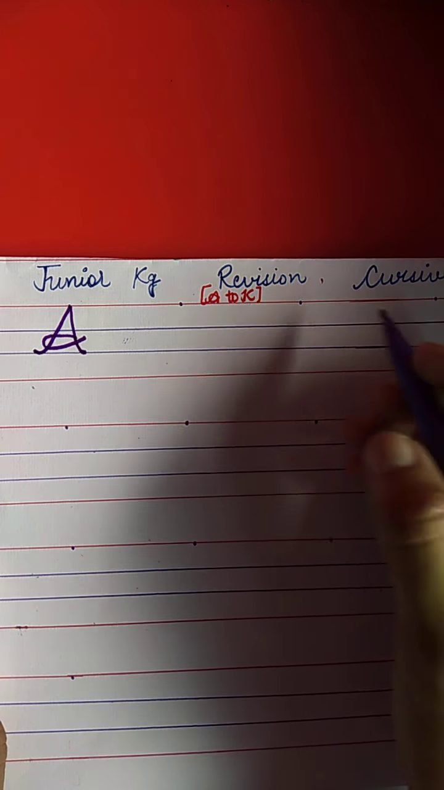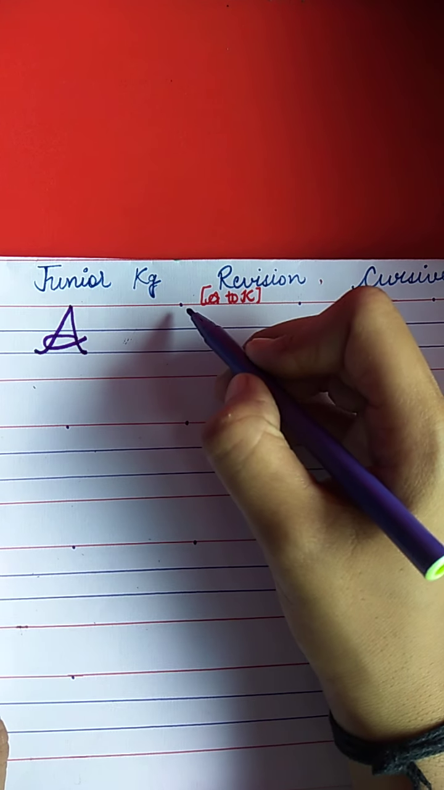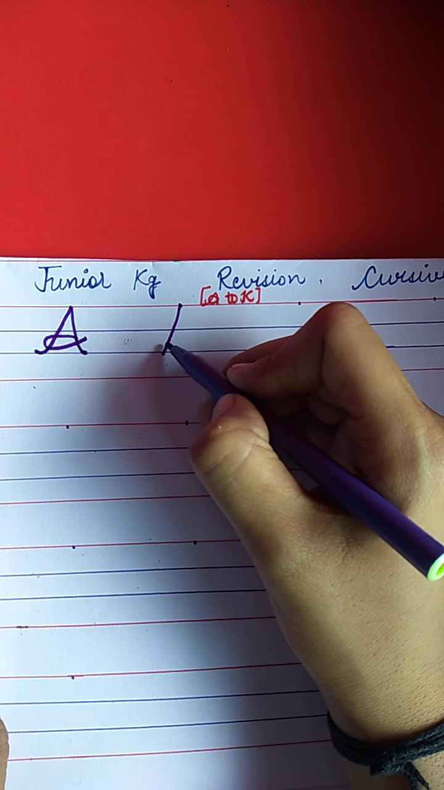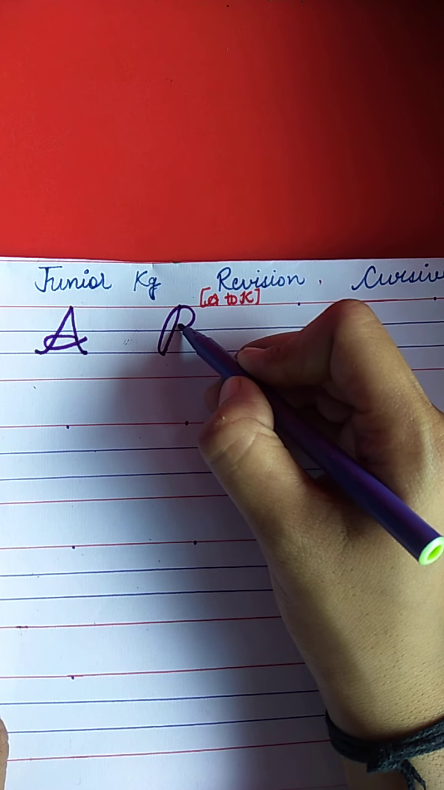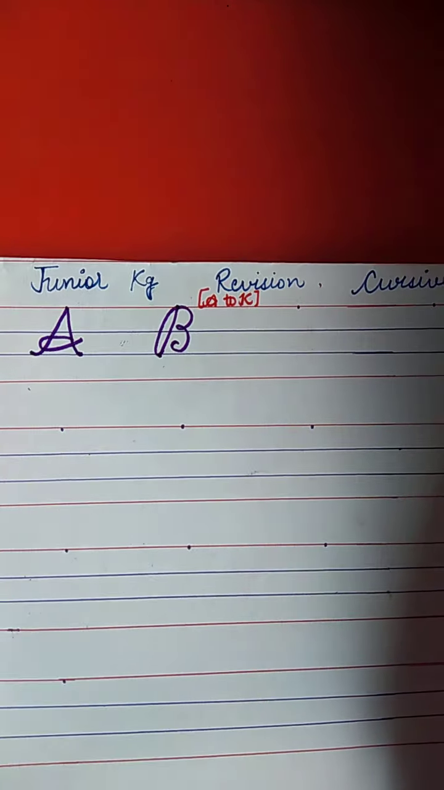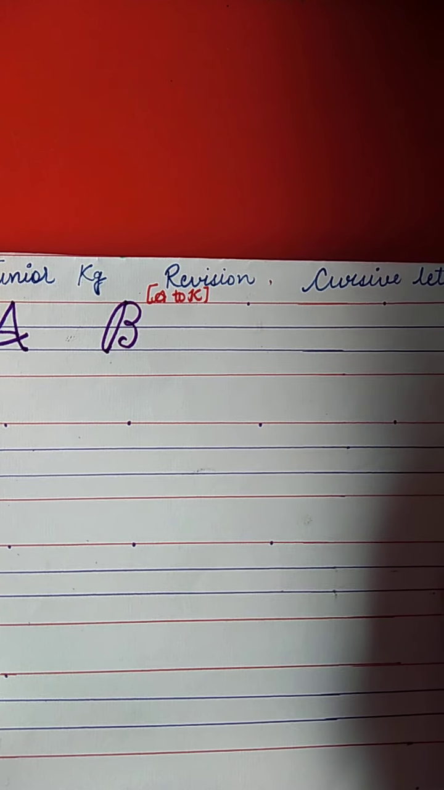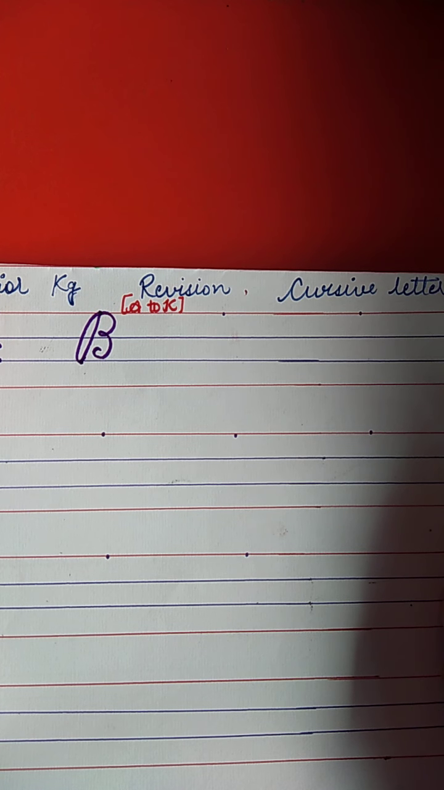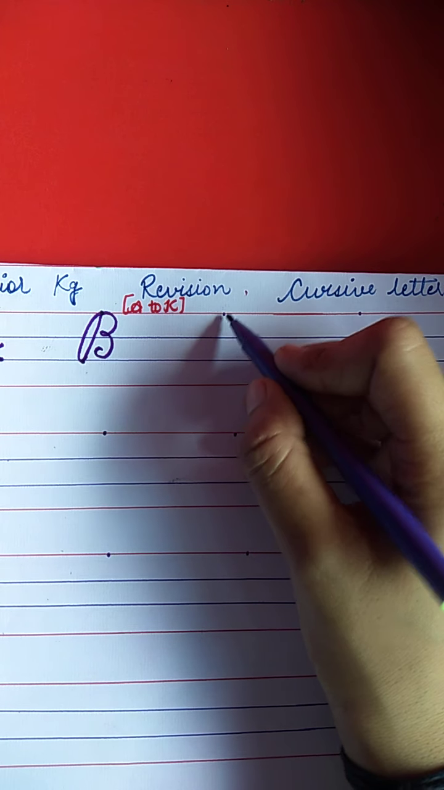Now A for apple के बाद B for ball. Now put your pencil on a dot, draw a slanting line, one more slanting line, and a curve, a loop, then a curve. This is letter B. B for ball. What is the spelling of ball? B-A-L-L, ball.